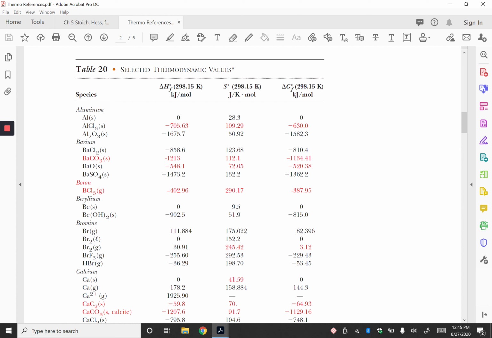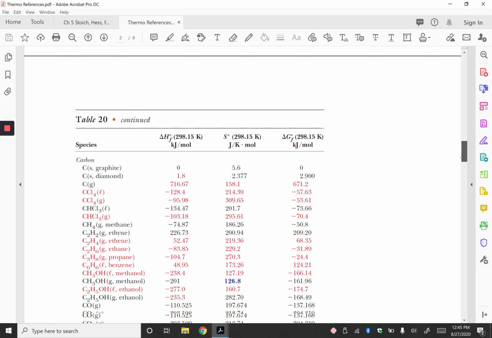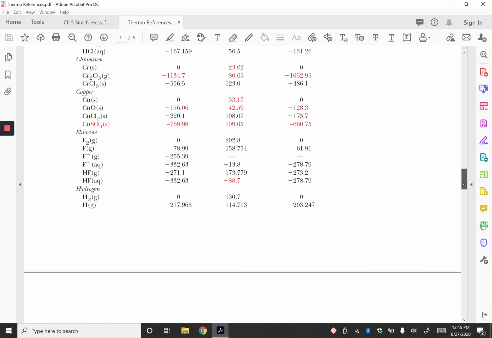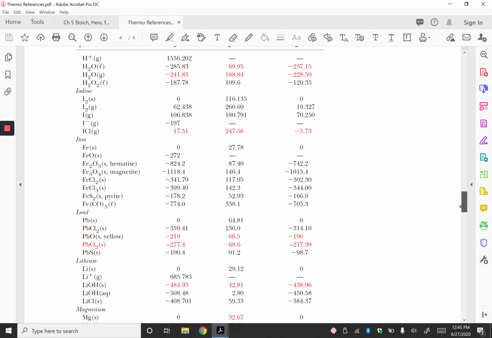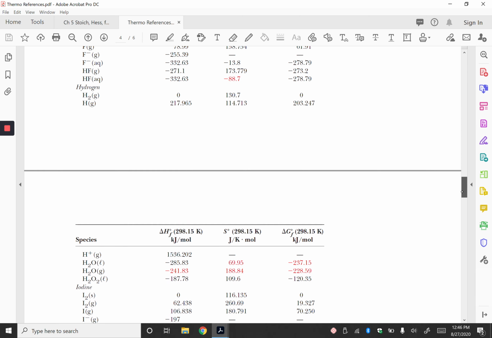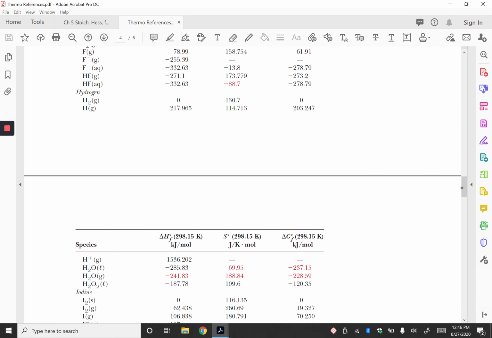Beryllium solid is a 0. Bromine, Br2 liquid, is 0. Calcium solid is 0. Scroll down and look at a few more here. Let's look at this. Hydrogen gas, H2 gas, is a 0. H gas is not.